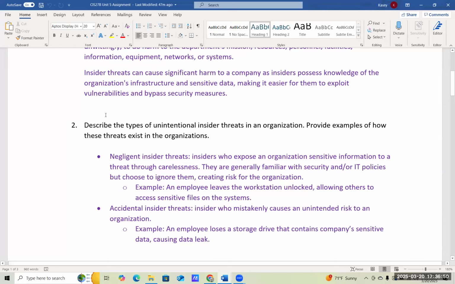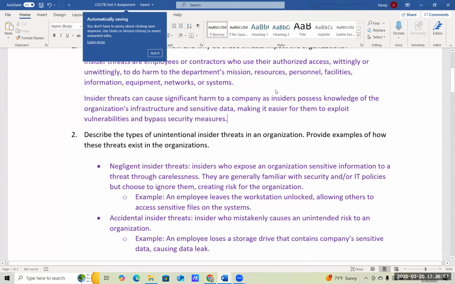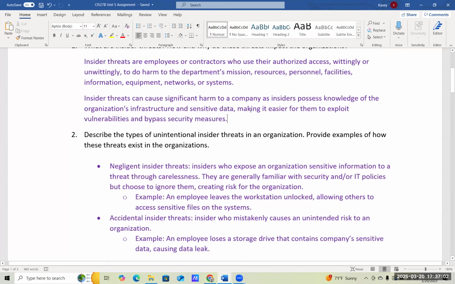So for 2, we can say that in describe the types of unintentional insider threats in the organization, provide examples on how these threats exist in the organizations. We can say that negligent insider threats are individuals who expose sensitive information to threat through carelessness. So maybe they're clicking the link without thinking twice about what kind of link they're clicking.